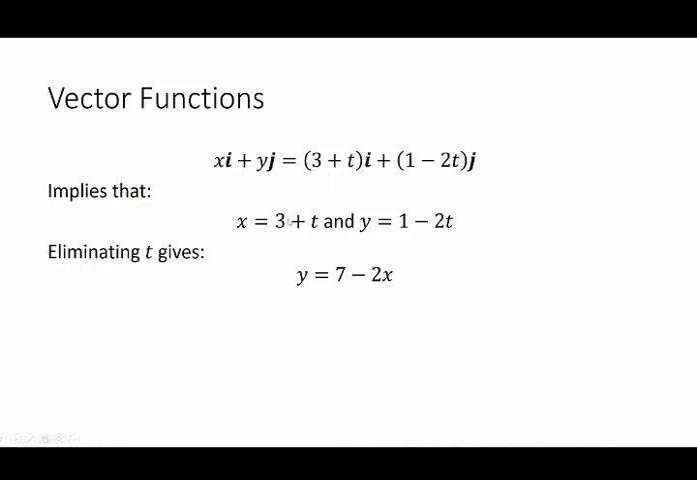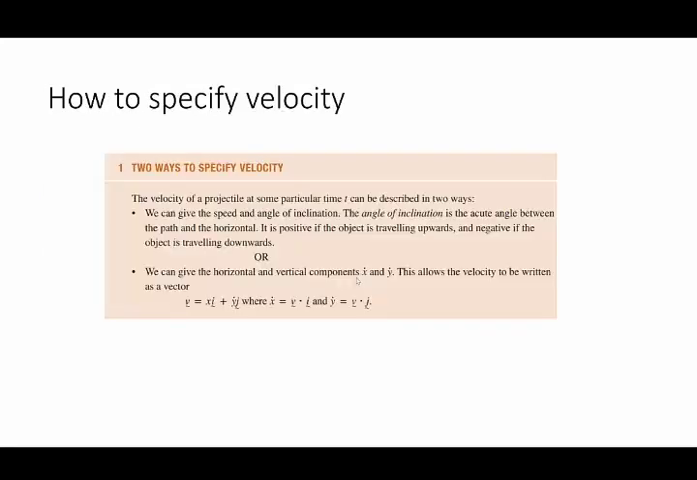And this, of course, is just parametric equations. We've met these before already in the course. So if I've got two parametric equations, I could eliminate the parameter t, and that then gives me my Cartesian equation. So that in a nutshell is what we're trying to do with this projectile motion in terms of vectors.